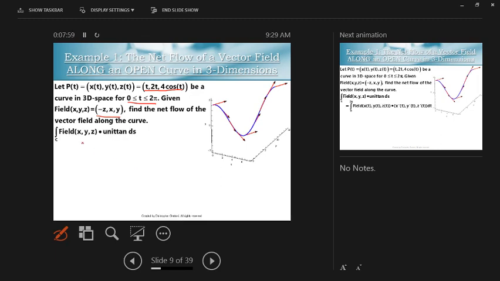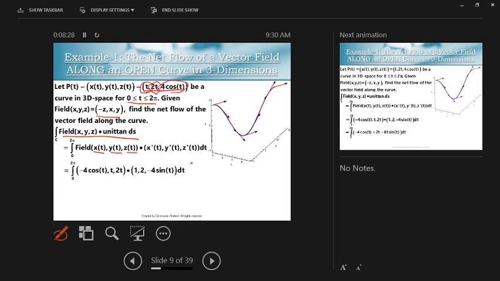First of all, the official formula is field dot unit tan ds, but we don't really like doing computations with that. We would prefer to turn it into the integral of field dot tangent dt. Really, this entire problem boils down to substituting stuff in. So field of x of t, y of t, z of t means taking the t and the 2t and the 4 cosine of t and plugging them into the vector field. You have to be a little bit organized, but you get negative 4 cosine t, comma t, comma 2t. You're plugging in z of t and x of t and y of t there.